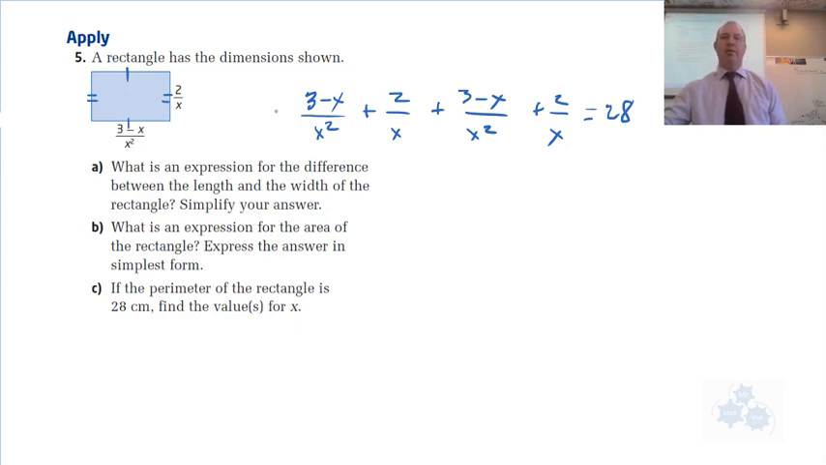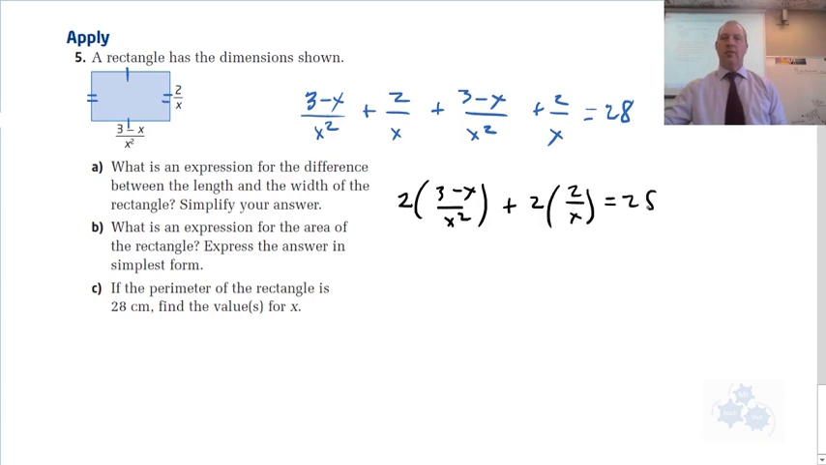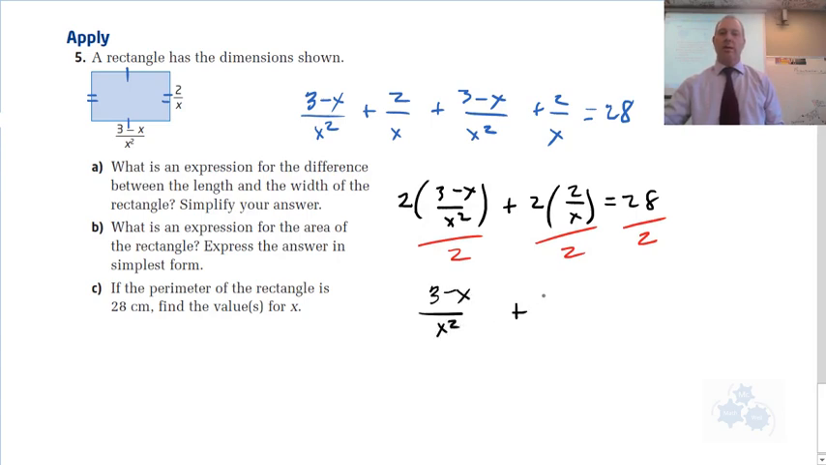And so what we have is really 2 times this, 3 minus x over x squared, plus 2 times 2 over x equals 28. Now you could do a couple things here. You could multiply this 2 in, or you could right now divide everything by 2, because all the terms are divisible by 2, so that might decrease some work for you. So that would be just 3 minus x over x squared plus 2 over x equals 14.